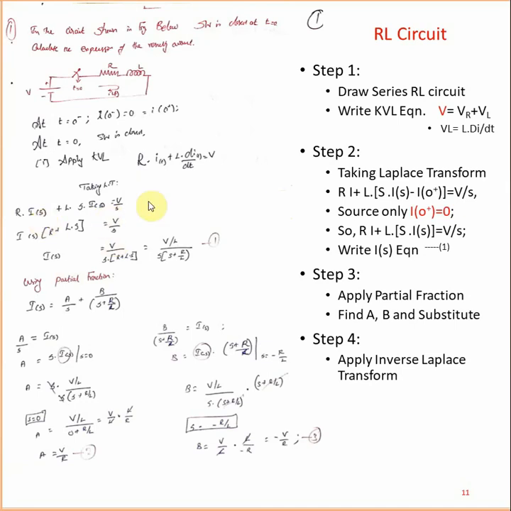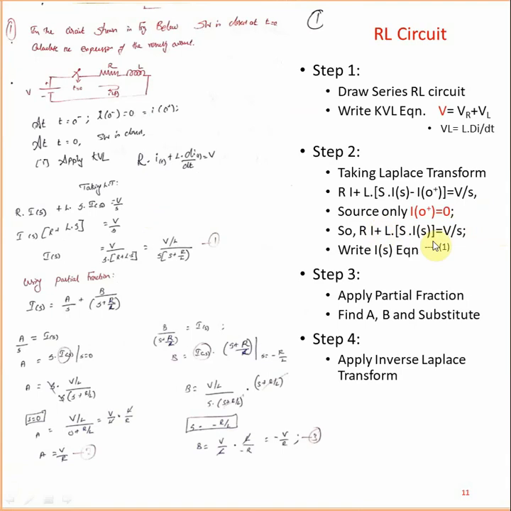So I will apply the Laplace transform. See here, why am I not writing the minus I of 0 plus term? I don't want to write it. Why? Because there is only one switch. This is the equation, but I am writing this equation because there is only one switch. So that's why I write this equation.